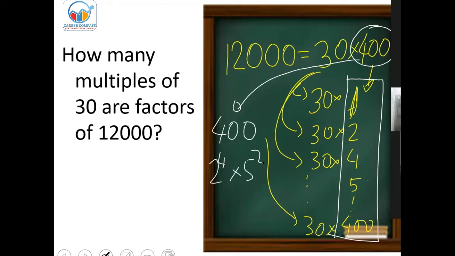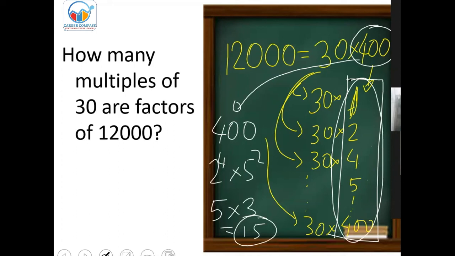So what will be the number of factors? Which means these many multiples I'll have. Hence, my answer to this question will be 15. There will be 15 multiples of 30, which will be factors of 12,000.